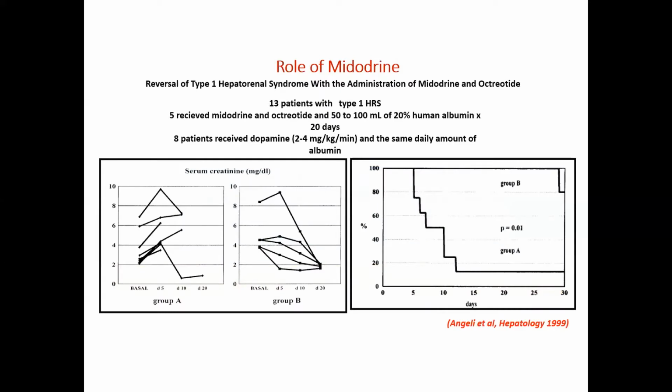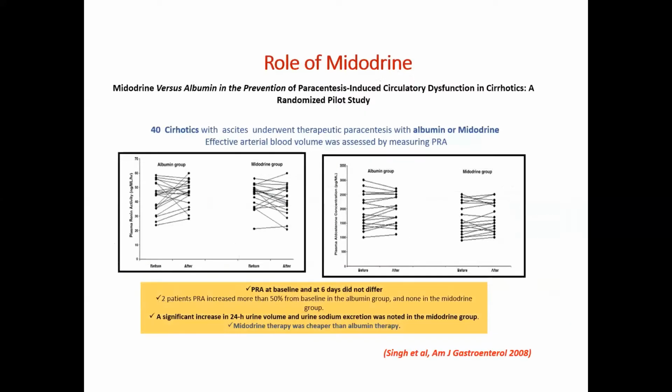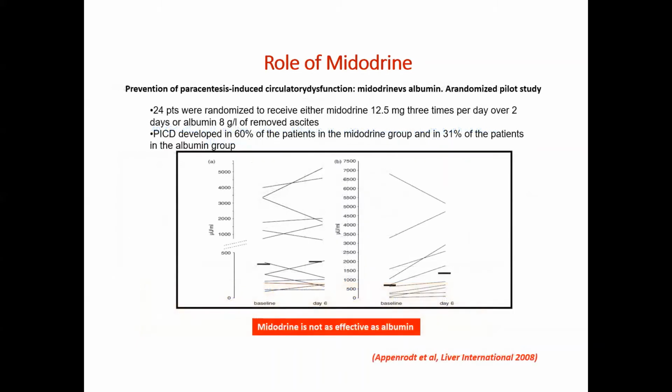Another study tried midodrine and showed reversal of type 1 HRS with the administration of midodrine, octreotide and albumin, and that was also effective. And we did a study in which we used midodrine and compared it with albumin for the prevention of PICD, and this was again very effective and prevented the development of PICD.